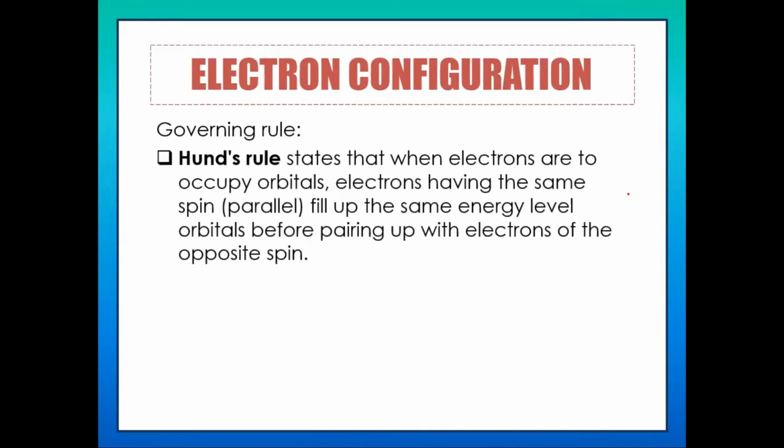Now let's talk about the last rule for electron configuration, that is Hund's rule. Hund's rule states that when electrons are to occupy orbitals, electrons having the same spin, which is parallel, fill up the same energy level orbitals before pairing up with electrons of the opposite spin. We know already that the arrows represent the electrons, and an orbital can only inhabit two electrons. Now, to understand this, let us focus on how we draw an orbital diagram.